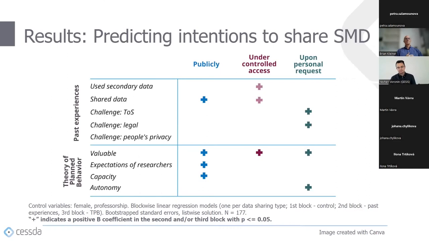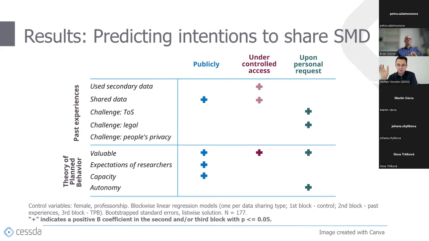So now we're moving to the main part, to assess the differential importance of various predictors for future social media data sharing and for the future intentions for different sharing options: publicly, under controlled access, and upon personal request. We calculated three separate hierarchical, meaning blockwise, regression models, one model per data sharing type.